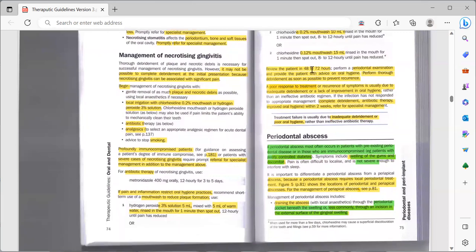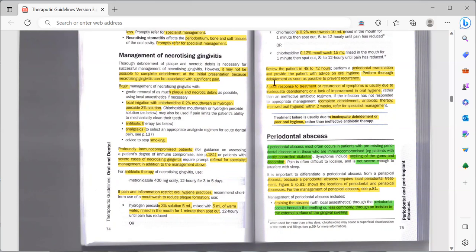Then review the patient in 48 to 72 hours. It means you need to see your patient back in 2 to 3 days, and at that appointment perform a thorough periodontal examination with periodontal charting and the probe, and provide the patient with advice on oral hygiene. Advice on oral hygiene you are not providing in this visit, but you need to provide it at the second visit.